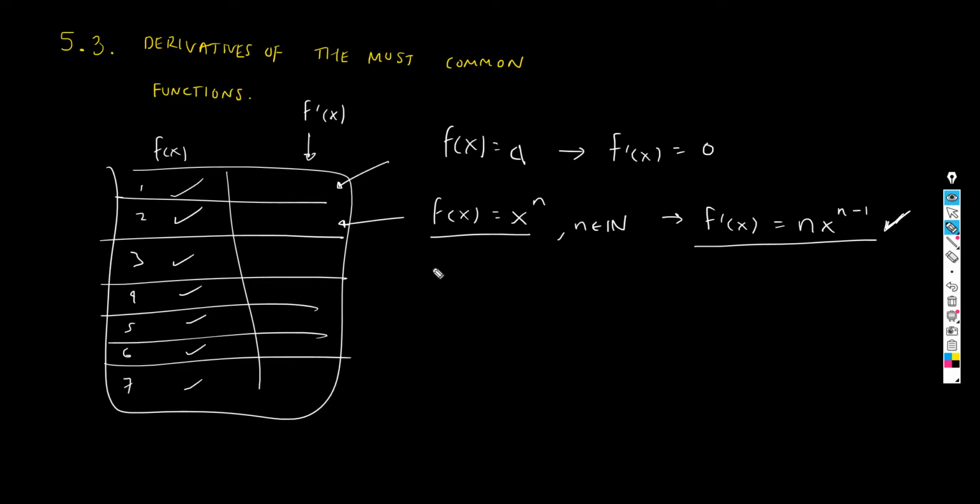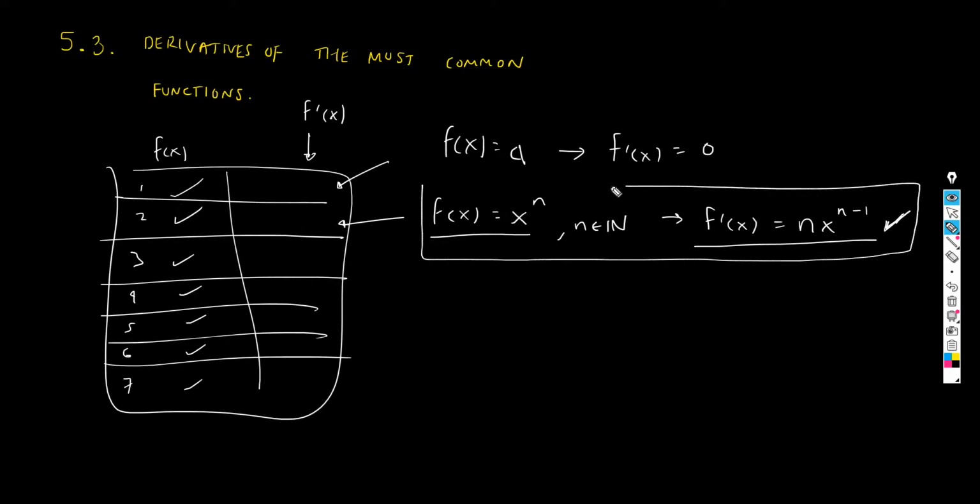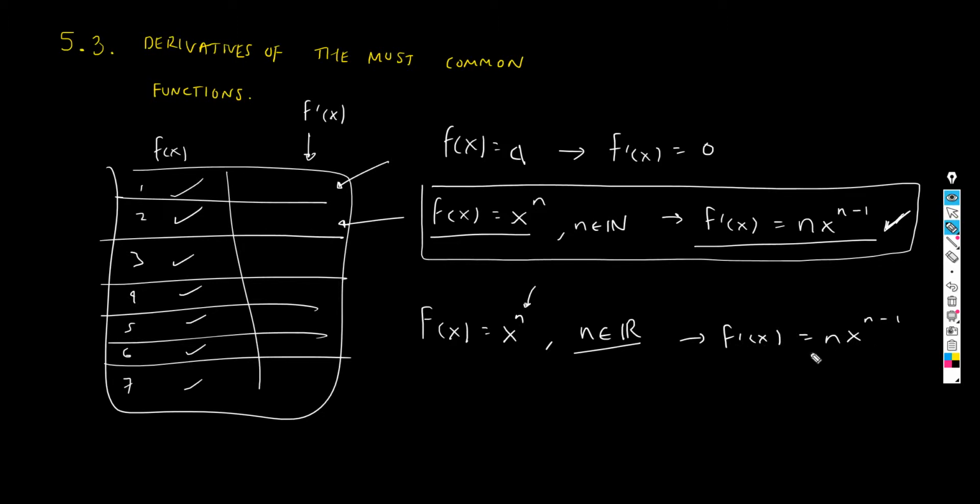Okay. Another thing that I want you to notice in this table that you're going to see in the workbook is that when I write this particular formula, you're going to see the next. F of x equals x to the n, but now I'm allowing n to be any real number. This n, this exponent, can now be any real number. So basically it has no constraints, no restrictions. And the formula will be the same. F prime of x equals n times x raised to the n minus 1.